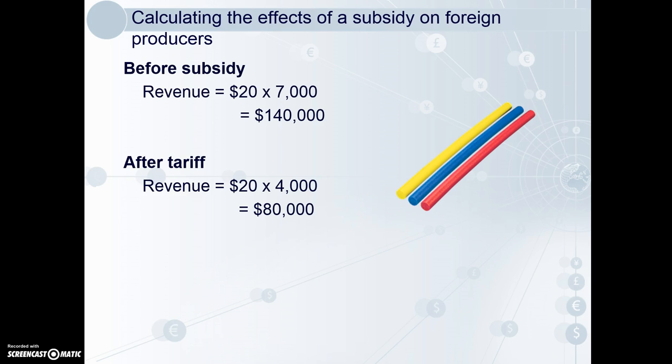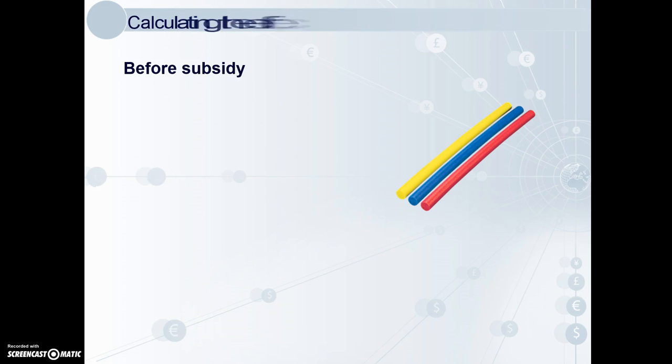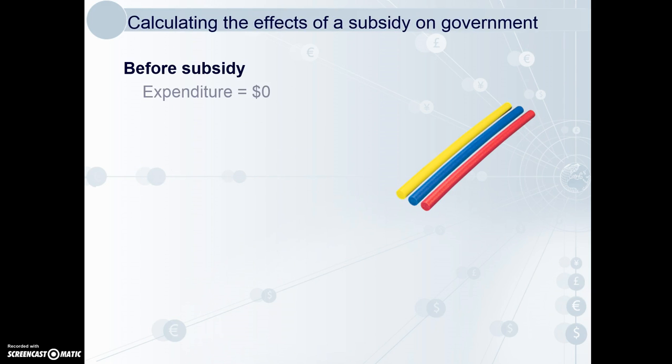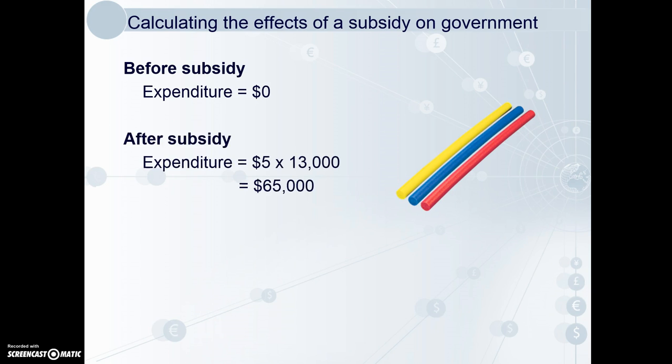And the effect on government, before the subsidy, they're not spending anything, but after the subsidy, they're spending $5 for each locally made pool noodle. So that adds up to $65,000. So they're affected quite significantly there.